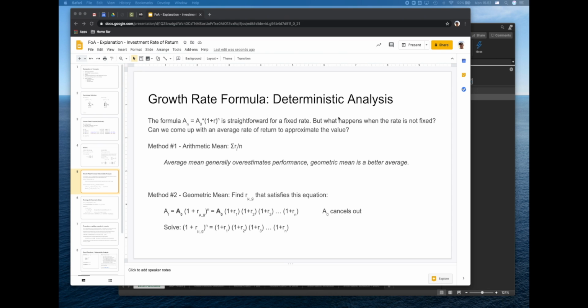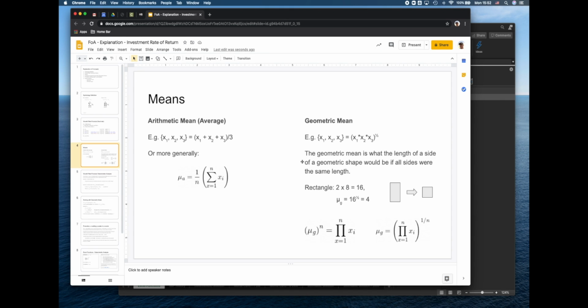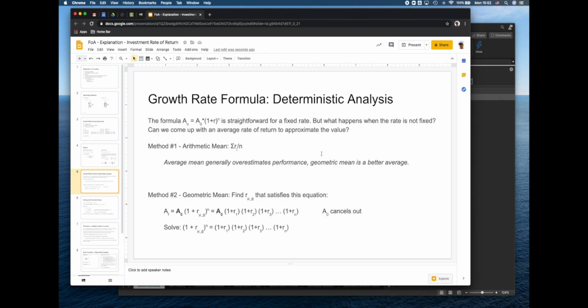So the first way that they have us do that is if you have a set of rates from a set of years, like we do in that first example, you can just take the average mean of it. You can sum up all the rates, divide by n, and you get a number. And as Dr. Tsay pointed out to us, the average mean generally overestimates performance. And so mathematicians determined that a geometric mean is a better average. So let's apply the geometric mean then.